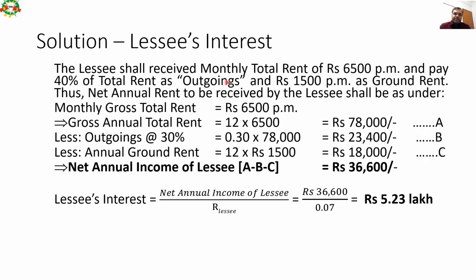Now next is lessee's interest. The lessee shall receive monthly total rent of 6,500 rupees from the property and pay 30% of total rent as outgoings and 1,500 rupees as ground rent. So if you remember the concept of profit rent, that will be the profit rent. So thus net annual rent to be received by lessee shall be equal to monthly gross total rent. So per month lessee will receive 6,500 rupees of rent from the property, that means annual total rent of the property will be 12 into 6,500, that is 78,000 rupees he will receive annually from the property.